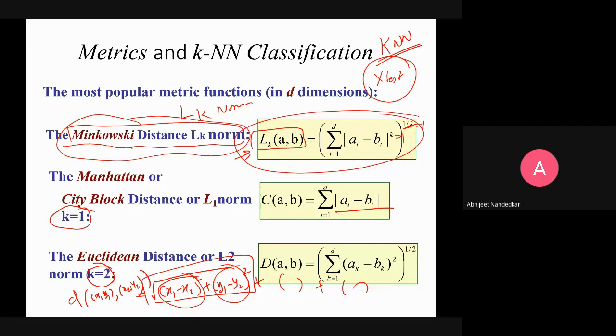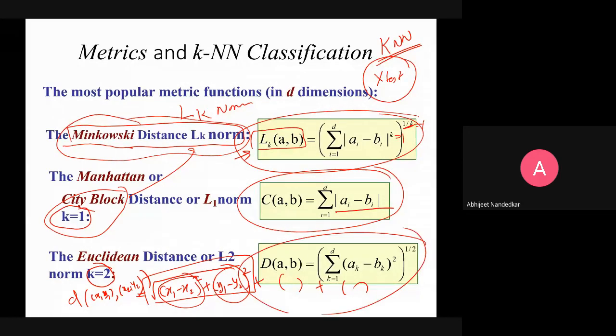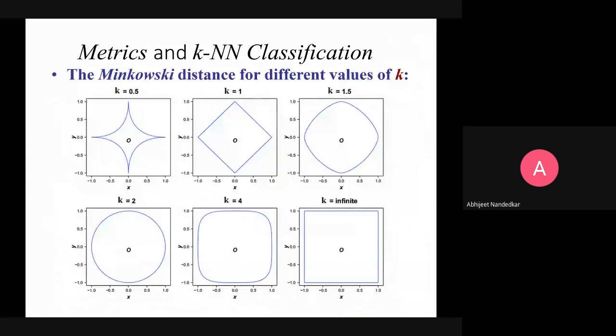And then we saw if I put k equal to 1 in Minkowski, it will be known as city block distance. If I put k equal to 2, then it will be our normal Euclidean norm. So we have seen with different values of k how a unit distance looks, or what are the shapes of this unit distance. So this is very familiar to us.